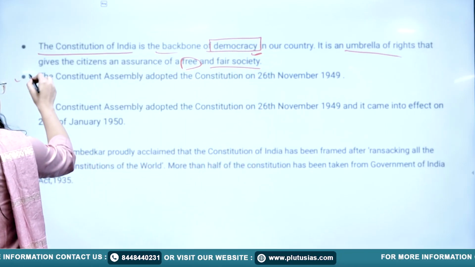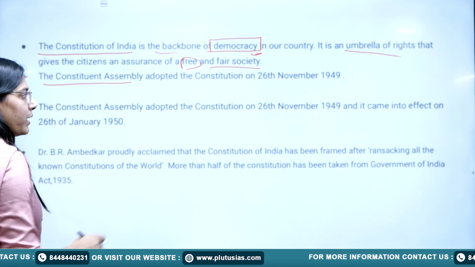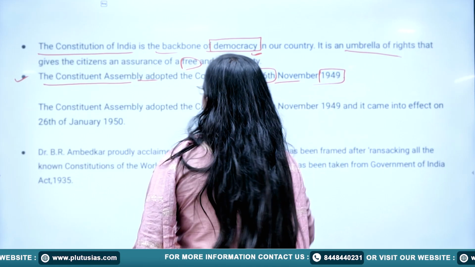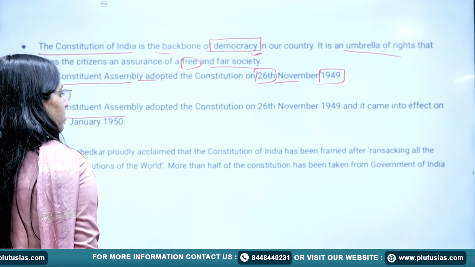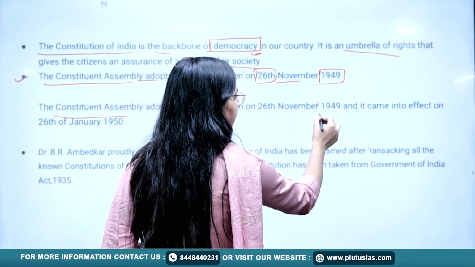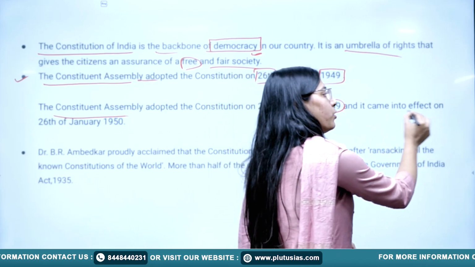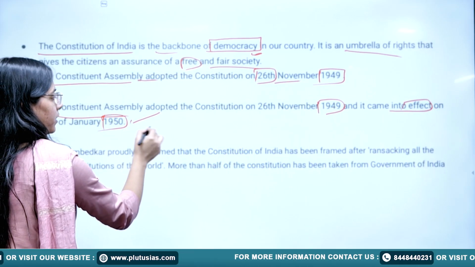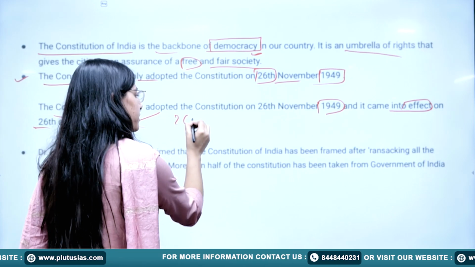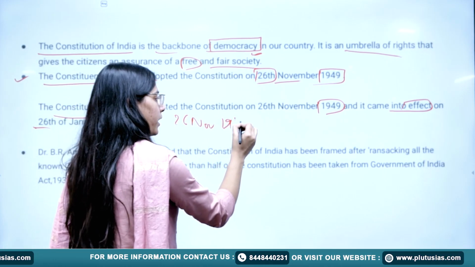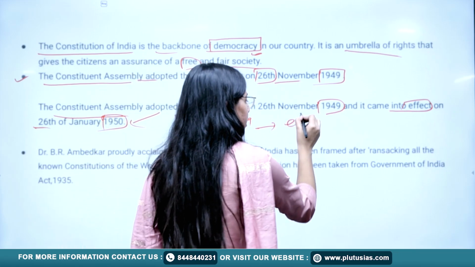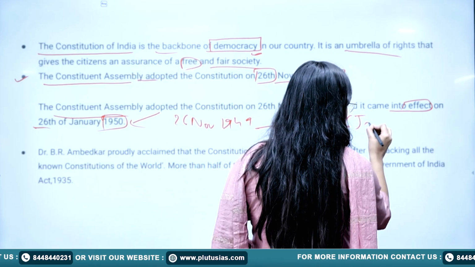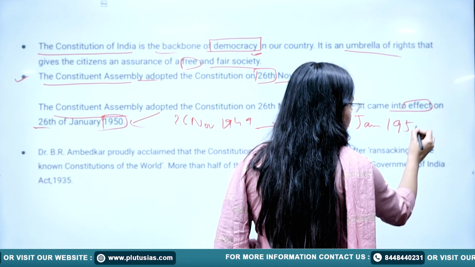After that, we can see the Constituent Assembly adopted the Constitution on 26th November 1949, and it came into effect on 26th January 1950, one year later. We adopted it on 26th November 1949, but it came into effect on 26th January 1950. We have to remember these years.